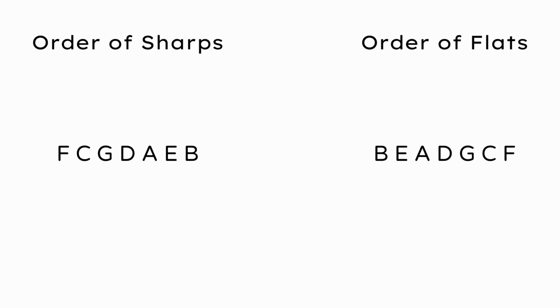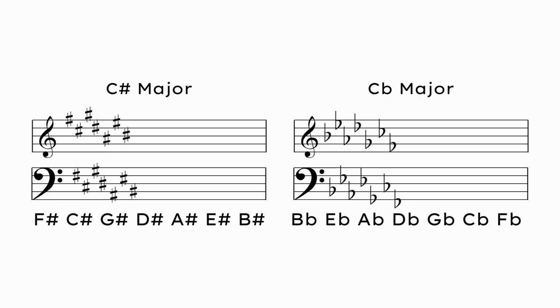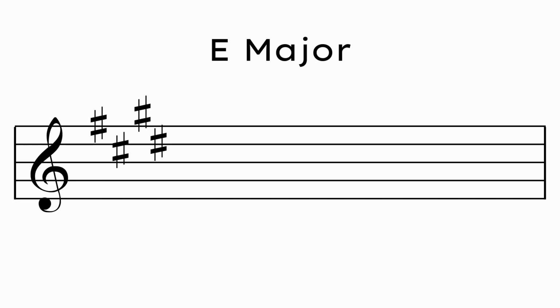Now, what is the purpose of the order of sharps and the order of flats? All key signatures will display their accidentals in their order. For example, the key of E major has 4 sharps, so when looking at the key signature of E major, the sharps will be placed in the following order of sharps. The first 4 sharps in the order of sharps are F, C, G, and D. So in the key of E major, the key signature will display F sharp, C sharp, G sharp, and then D sharp. The same applies to flat keys.